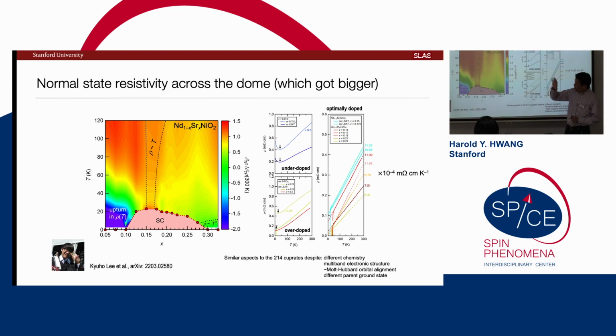Now, as far as the normal state is concerned, we also see quite similar phenomenology. We have a narrow range of T-linear resistivity near the peak of the dome. And as we go to the overdoped region, we cross over to a T-squared regime, which a lot of people have thought of as a signature of going to more of a normal metal or Fermi liquid phase. And we have a log upturn on the underdoped side. Again, very similar to what you see in the cuprates.